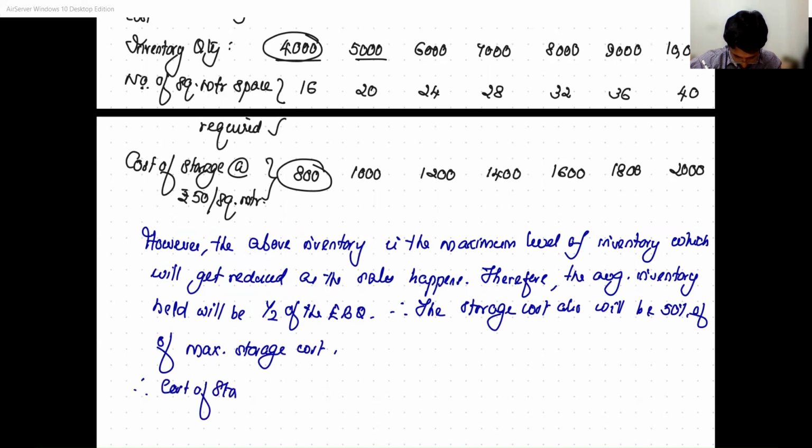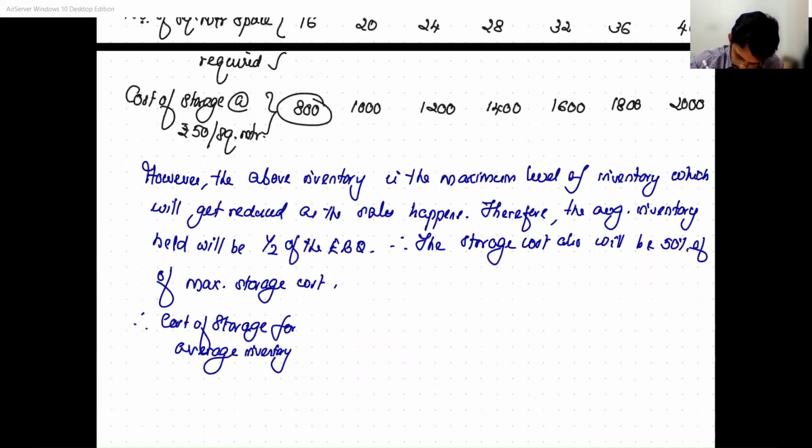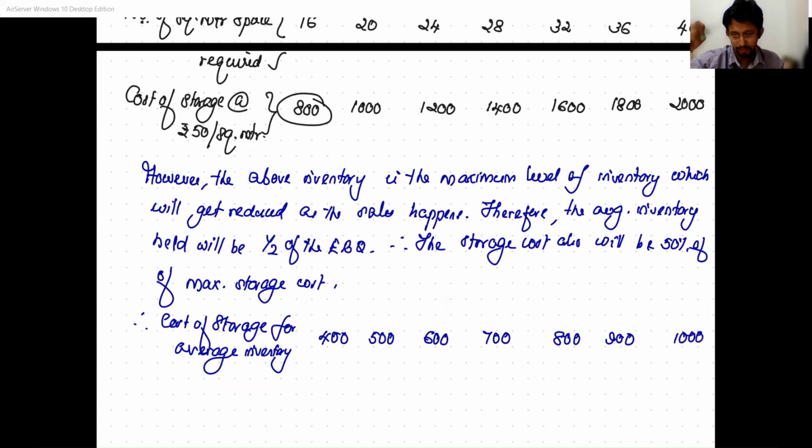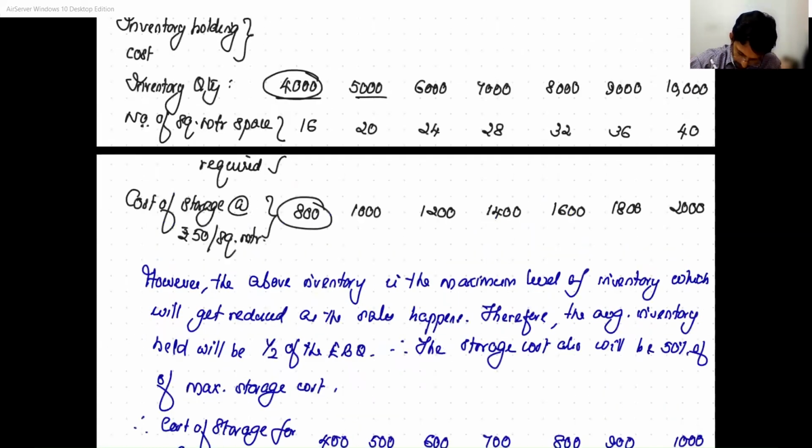Okay, so therefore, cost of storage for average inventory, this is 400, 500, 600, 700, 800, 900, 1000. Okay, that is the cost of storage. Now, what is the total cost?